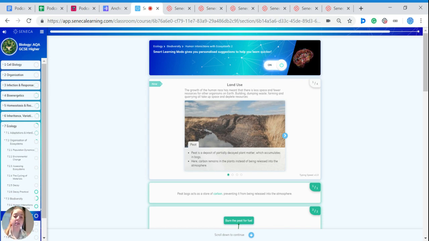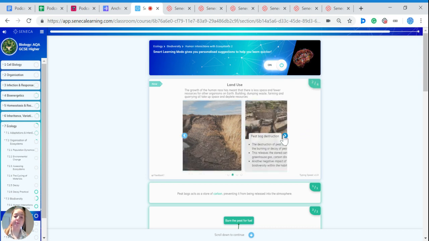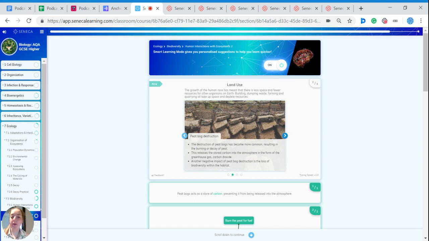Peat is a deposit of partially decayed plant matter which accumulates in bogs. Here, the carbon remains in the plants instead of being released into the atmosphere. The destruction of peat bogs has become more common, resulting in the burning or the decay of peat. This releases the stored carbon into the atmosphere in the form of a greenhouse gas, carbon dioxide. Another negative impact of peat bog destruction is the loss of biodiversity within the habitat.